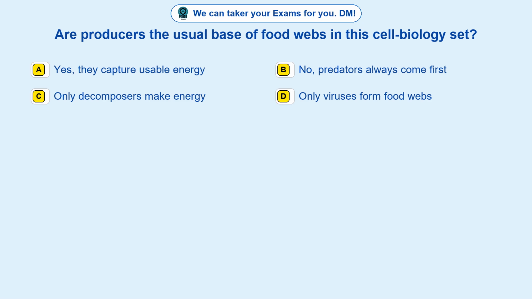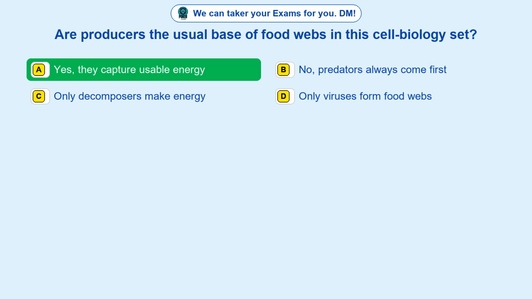Question 17. Are producers the usual base of food webs in this cell biology set? Option A. Yes, they capture usable energy. Option B. No, predators always come first. Option C. Only decomposers make energy. Option D. Only viruses form food webs.